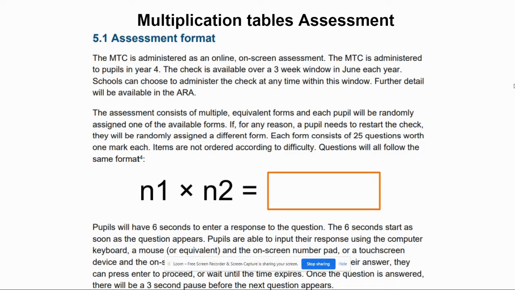Essentially, it consists of 25 questions worth 1 mark each, and they're not ordered according to difficulty. The order is quite random, but it's usually in this format here. So something times something equals an answer, and the children will have to put the answer in the box. Pupils have 6 seconds to enter a response to a question. The 6 seconds start as soon as the question appears. Pupils are able to input their response using the computer keyboard, a mouse, and the on-screen number pad or touchscreen device. If the question is answered, there will be a 3-second pause before the next question appears.